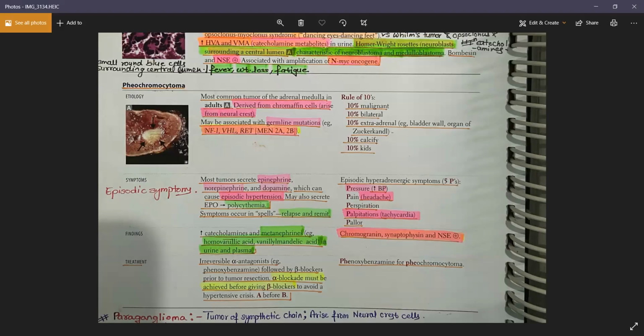If you remember from the von Hippel-Lindau discussion, we have talked about this. We know that every tumor is under von Hippel-Lindau, and what are the three tumors which can be formed by this von Hippel-Lindau mutation? Cerebellar hemangioma, retinal tumors, and pheochromocytoma.